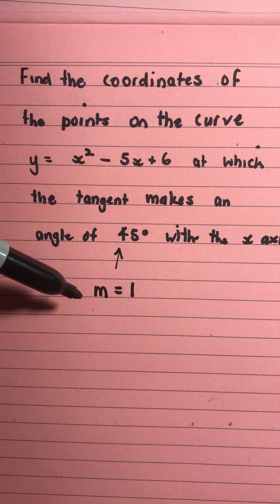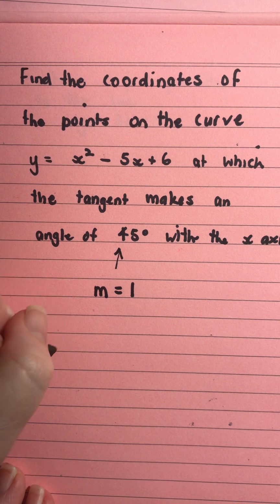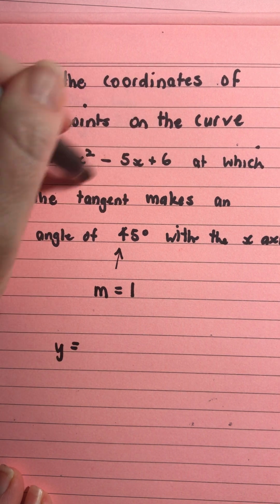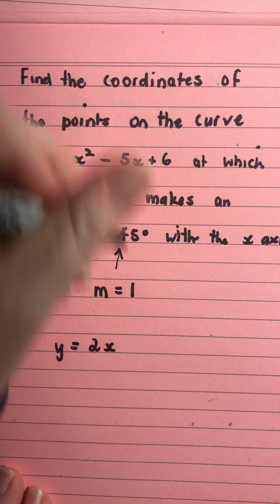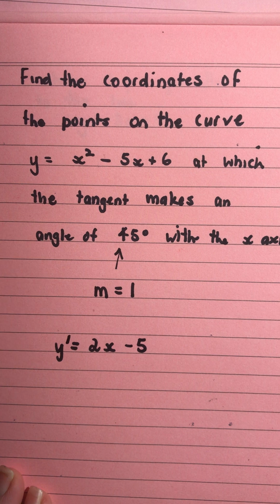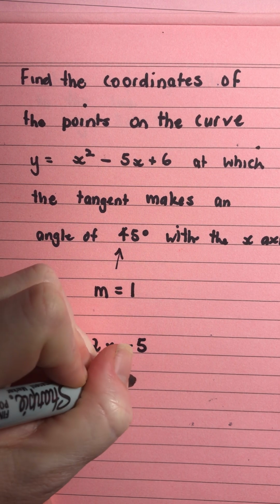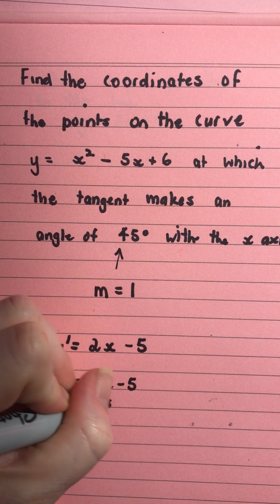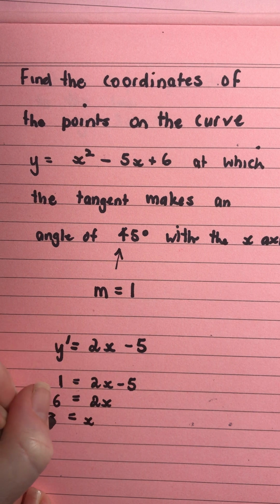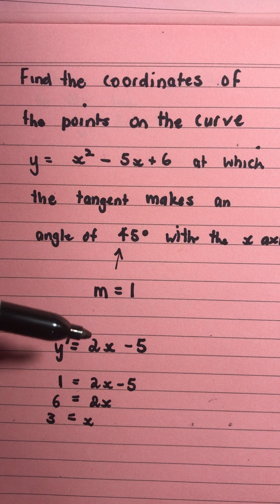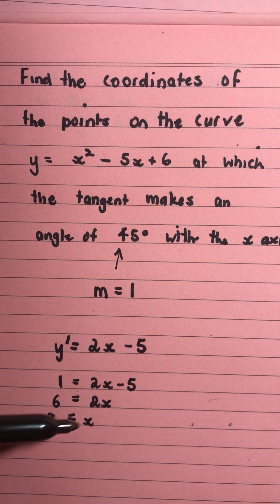If we want to know when the gradient is equal to 1, obviously we're going to need our derivative. So if we've got y equals x squared minus 5x plus 6, the derivative of that is going to be 2x take away 5. Now we know that our gradient is 1 at that point, so 1 is equal to 2x take away 5. We can then add 5 over here, we get 6, and we get x is equal to 3.